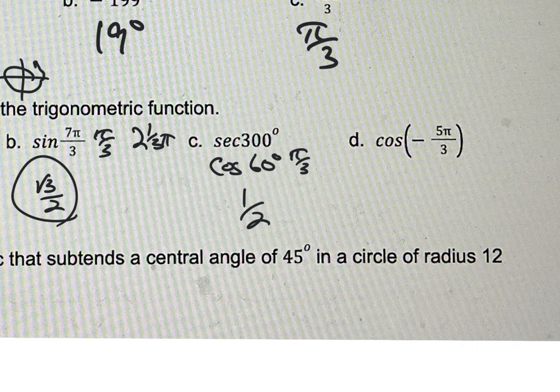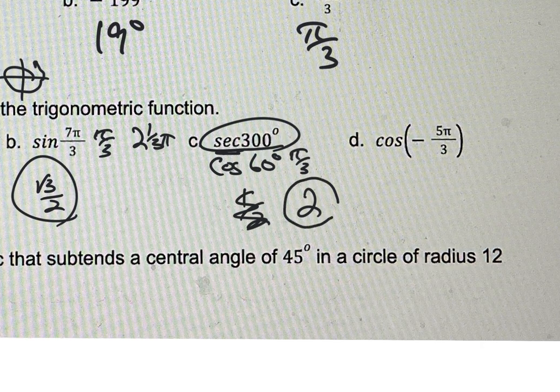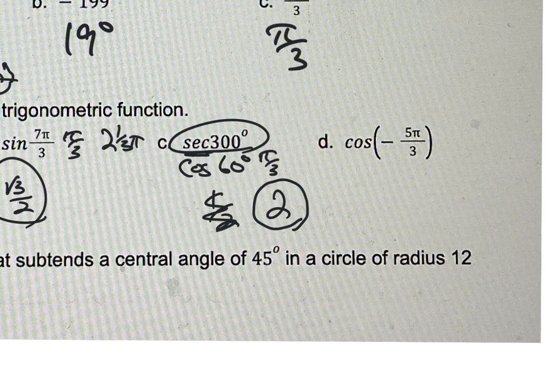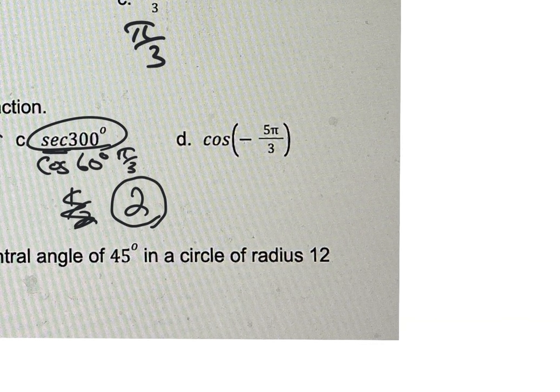But that's cosine. We need secant. Okay, so I'm going to do the reciprocal. Reciprocal is 2. And I got to think about the quadrant. 300 degrees is absolutely in quadrant 4 because it's almost back to 360. And cosine is x. X is positive in quadrant 4. So there's my answer.